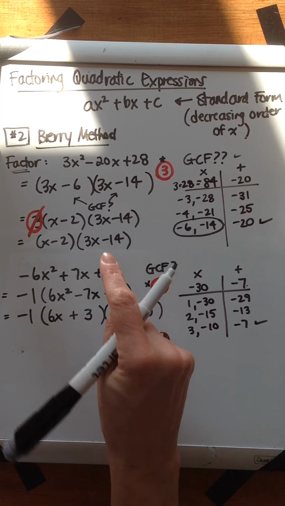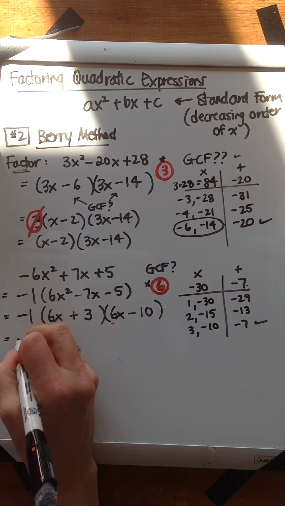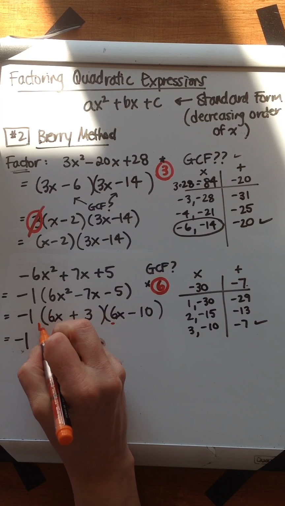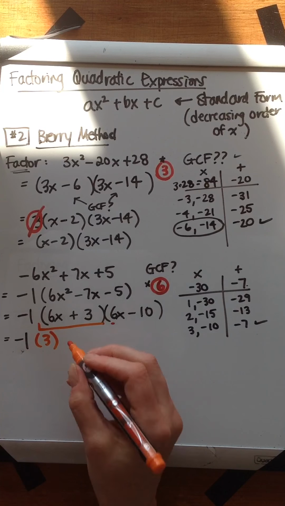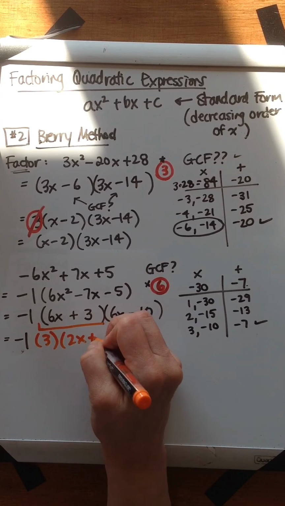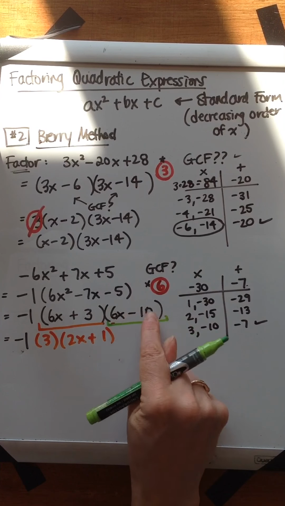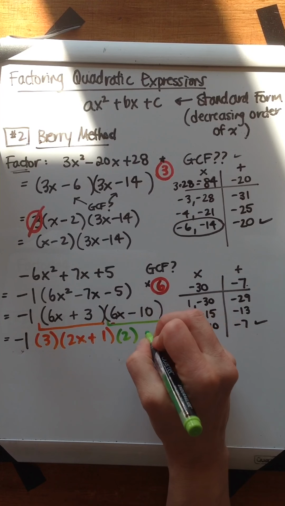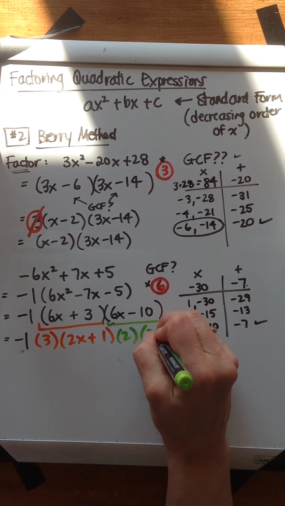The next step of the Berry method, as we showed up here, is: is there a GCF embedded in each of these binomials that we need to take out? Well, in this first one, yes, there is. I can see that these both can have a factor of 3 taken out, with 2x plus 1 left over. And if I look at these ones, I can see that those are both even numbers, and the biggest GCF for those two would be a value of 2. And I would be left with 3x minus 5.